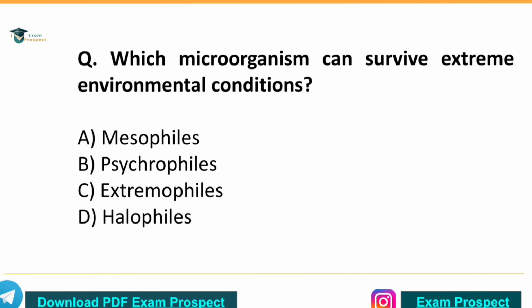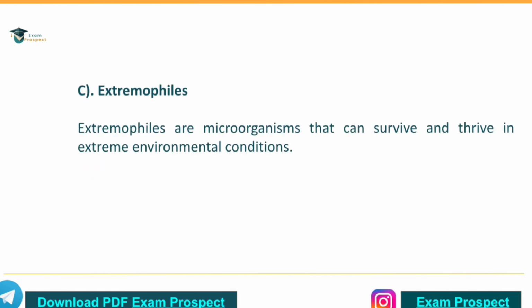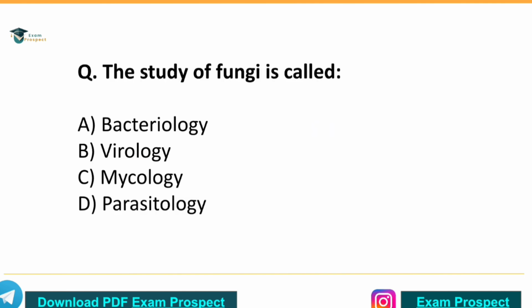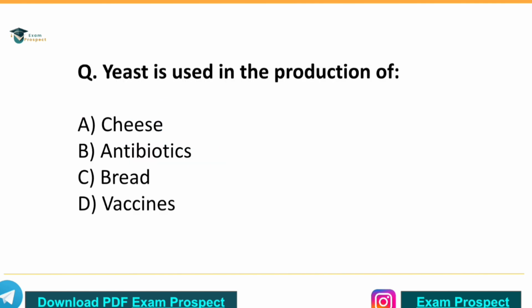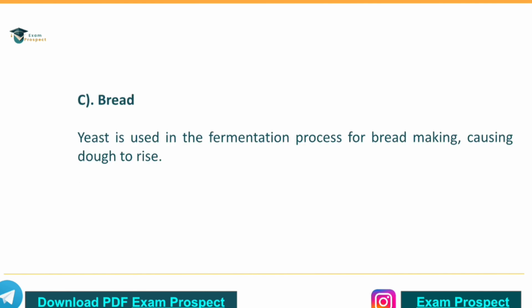Next question, which microorganism can survive extreme environmental conditions? Correct answer is option C, extremophiles. Next question, the study of fungi is called? Correct answer is option C, mycology. Next question, yeast is used in the production of? Correct answer is option C, bread.